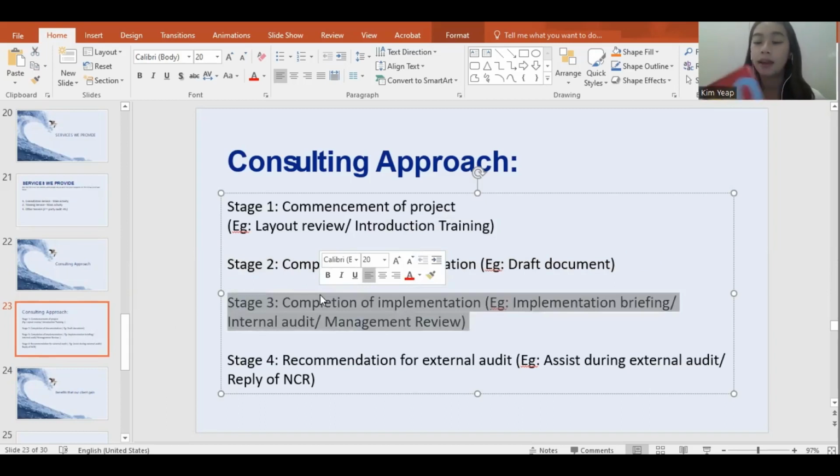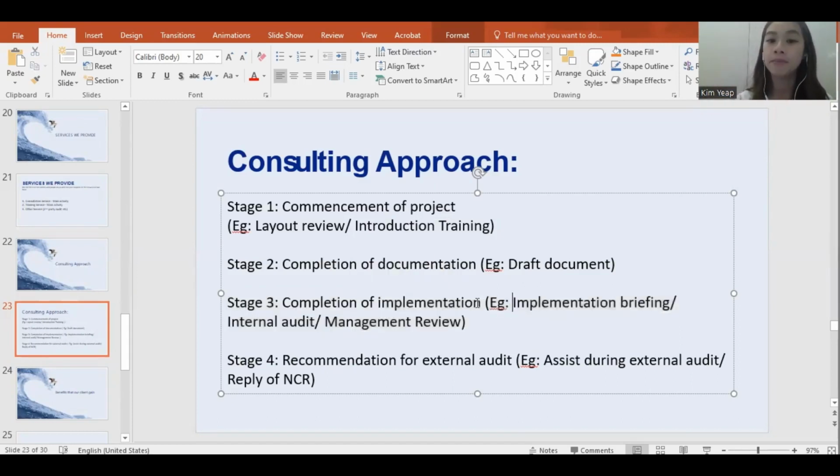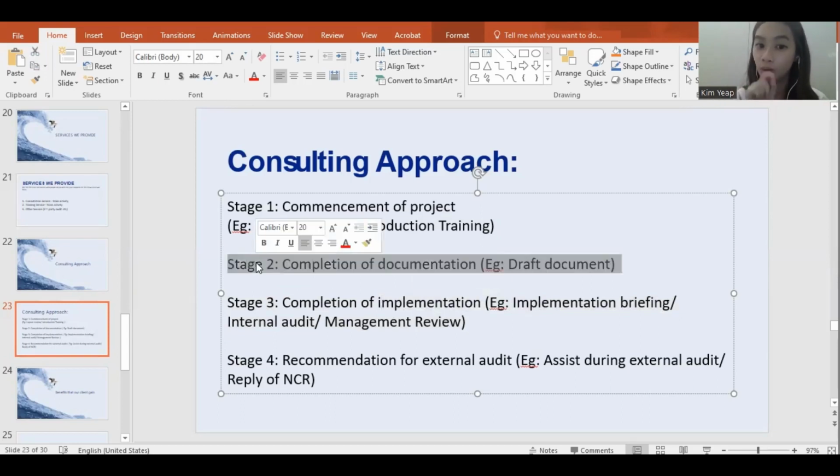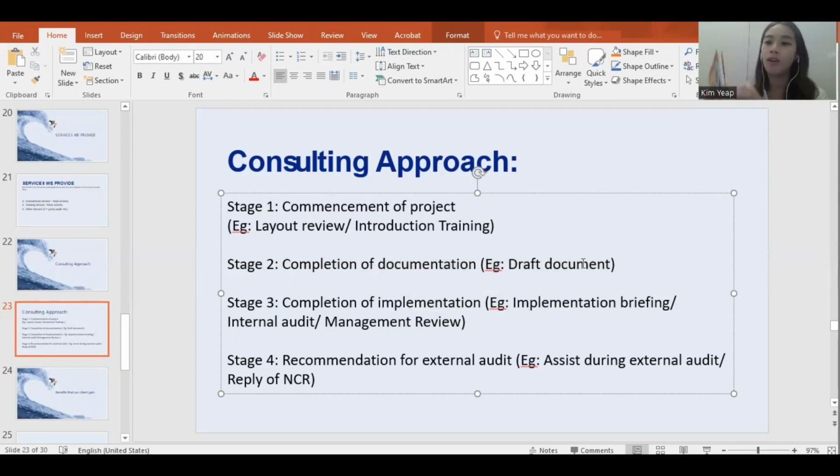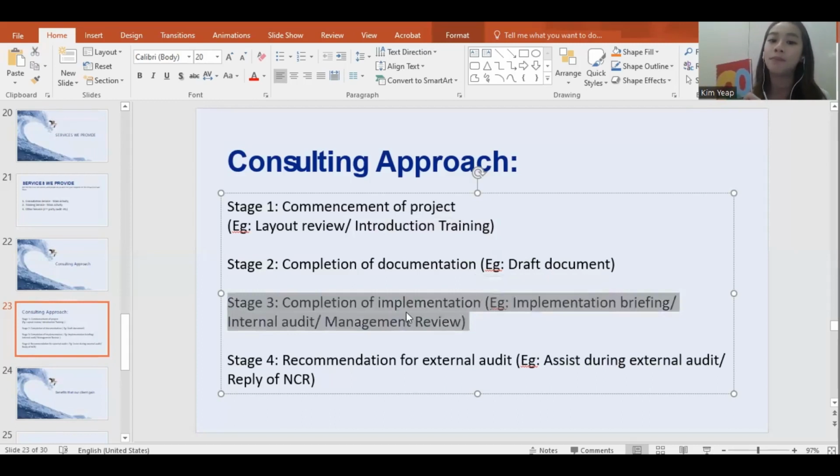Stage 3 is where the implementation starts. What does implementation mean? It means do the things, implementing what you write here. Whatever you write here, you make sure you follow it. After they write all those very nice SOPs, saying I will do it this way or that way, not just by writing it out, they need to follow, carry out, and perform it. So this is what implementation means.